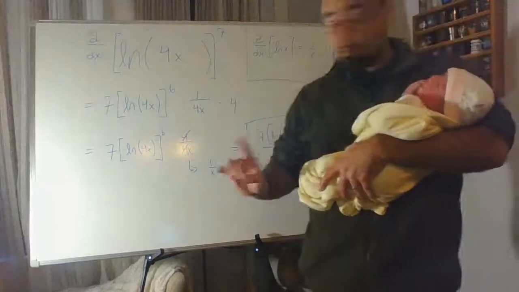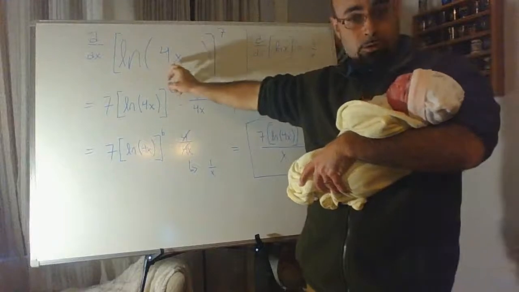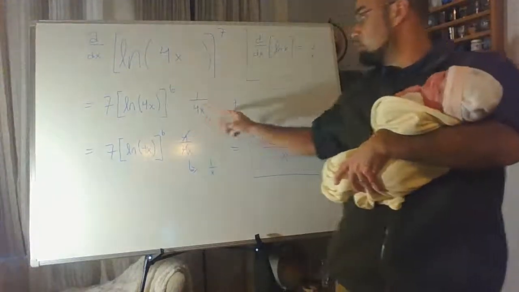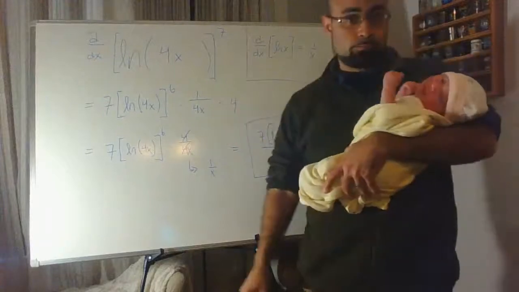You'll notice that anytime you do ln of anything, x, 7x, 8x, 9x, it's always going to be 1 over x because you'll notice this always happens. It always gets kicked out.